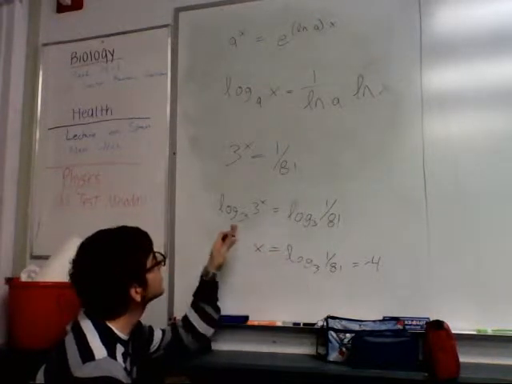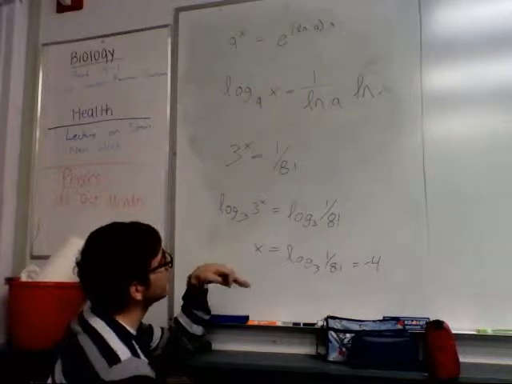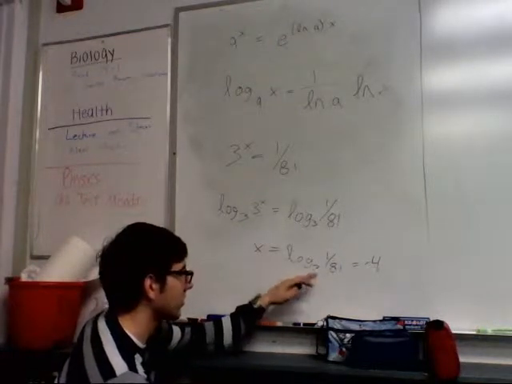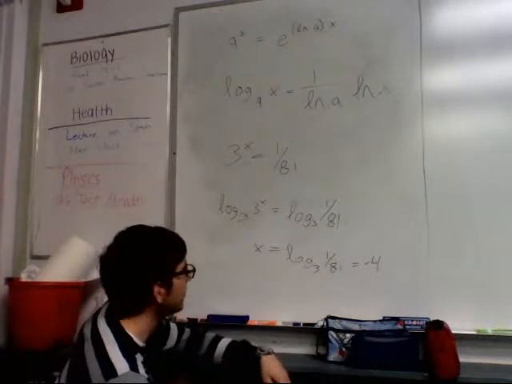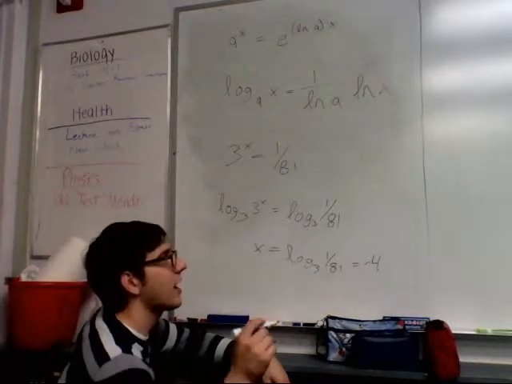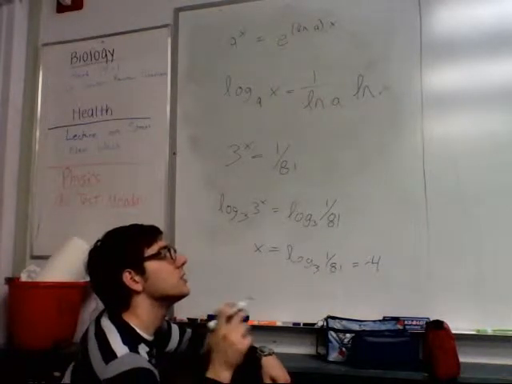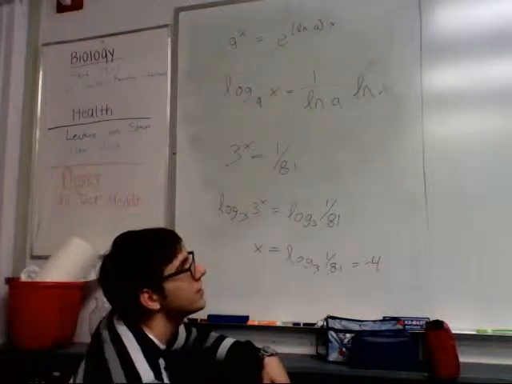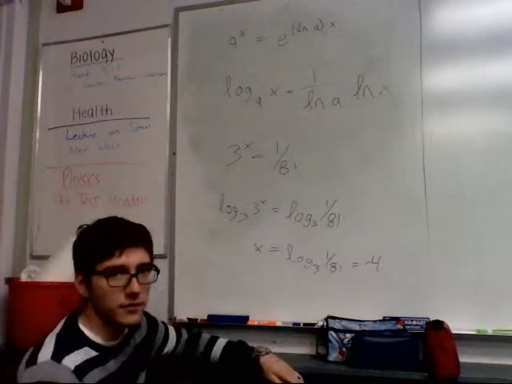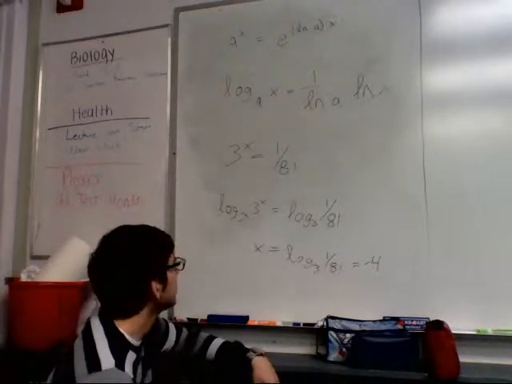But if you think about it as 3 to the what equals 1 over 81, well, that's equal to log base 3 of 1 over 81. Well, that's -4, because 3 squared is 9, 3 cubed is 27, 3 to the 4th is 81. So 1 over 81 gives -4. So yeah, that's basic.